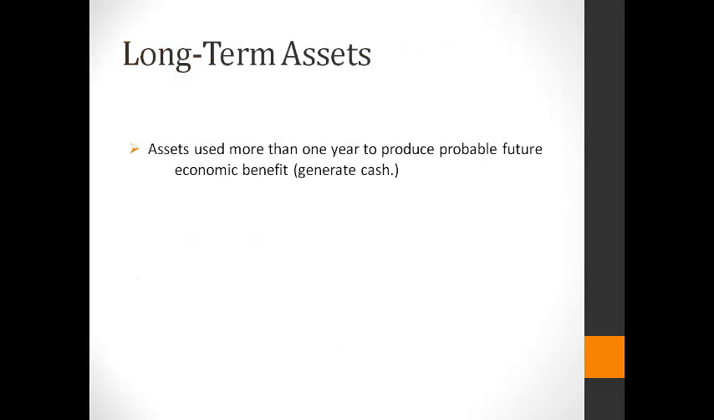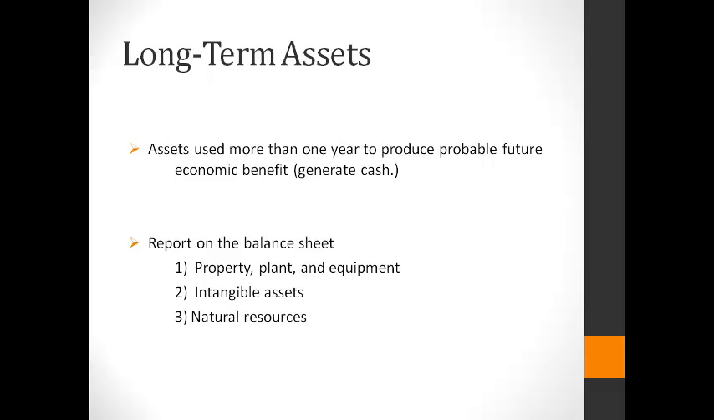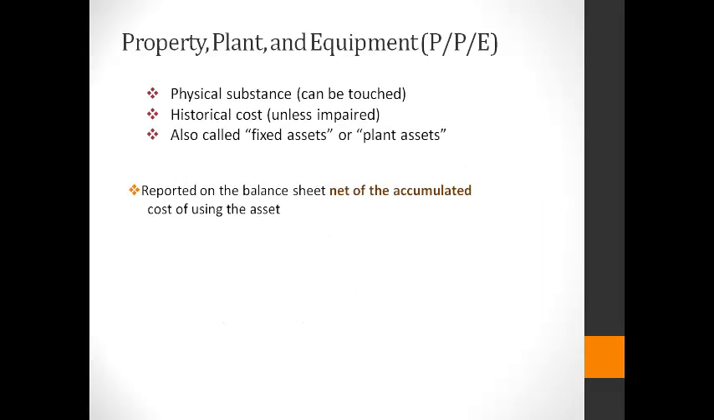Long-term assets are used more than 1 year to operate the business with the goal of producing probable future economic benefit, most often in cash. Long-term assets are reported on the balance sheet under the categories of property, plant, and equipment, intangible assets, or natural resources. Property, plant, and equipment is also referred to as fixed assets or plant assets, and they have physical substance and are reported at historical cost unless impaired.